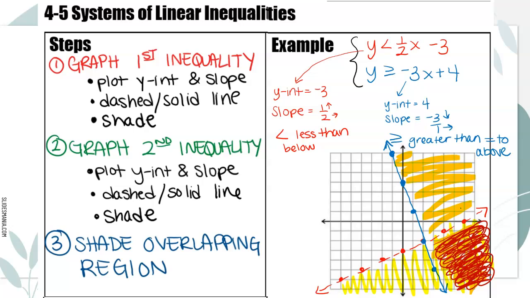As a reminder, solutions are going to be in the shaded region or on solid lines. So technically, this point right here would actually be a solution to the system because it is a boundary of the overlapping region and it's on a solid line. But this point would not be because it is on a dashed line.